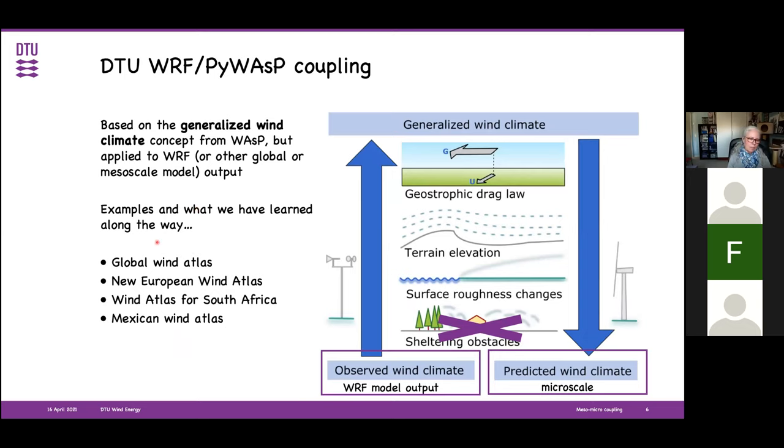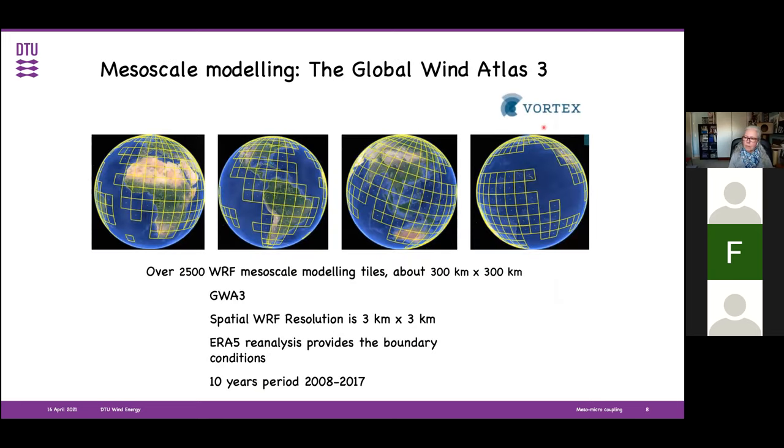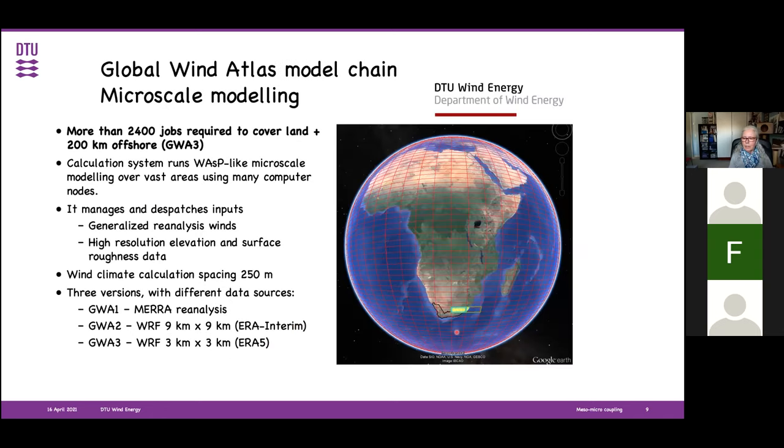And actually we learn a lot. Some of you might not have seen the Global Wind Atlas before, but some of you here are very familiar with it, and with NIWA as well. So this is the Global Wind Atlas, where the whole calculation was done for the whole globe. For this, the mesoscale calculations were done by Vortex, and I see Pep in the audience. The world was divided into many tiles, actually 2,500 mesoscale modeling tiles, each about 300 kilometers by 300 kilometers, and then they were blended together and generalized. Then the world was divided again in a series of tiles where the microscale calculations were done for each of these tiles.